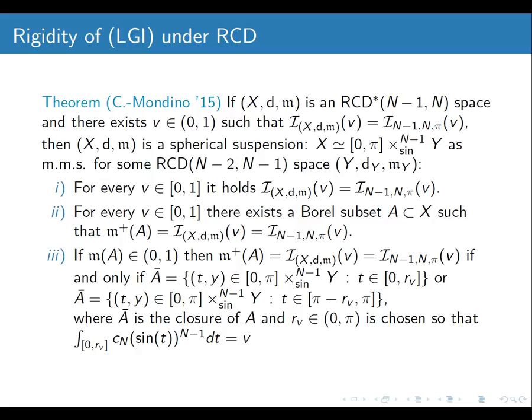So the optimal regions are all of the regions that can be written like this. They will be all the points of the form (t, y) for which t is between 0 and r_V, or t belongs to (pi minus r_V, pi), in such a way that they fulfill the constraint of having the volume that you assign to me. So these are all the isoperimetric regions that you can have on a spherical suspension.